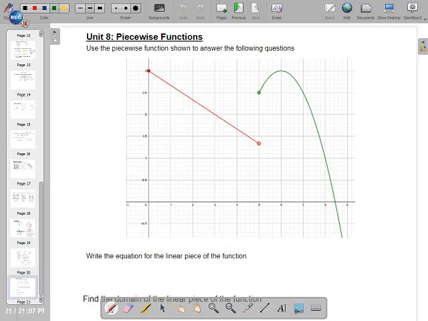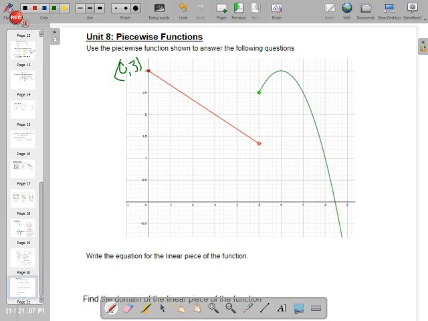Last thing we've got to be able to do is piecewise functions. We're going to use the same graph for all 3 of them. Write the equation for the linear piece. So you want to look at it and see if you can figure out the y-intercept and the slope. Looks to me like the y-intercept is 3 and the slope is down 1 over 3.